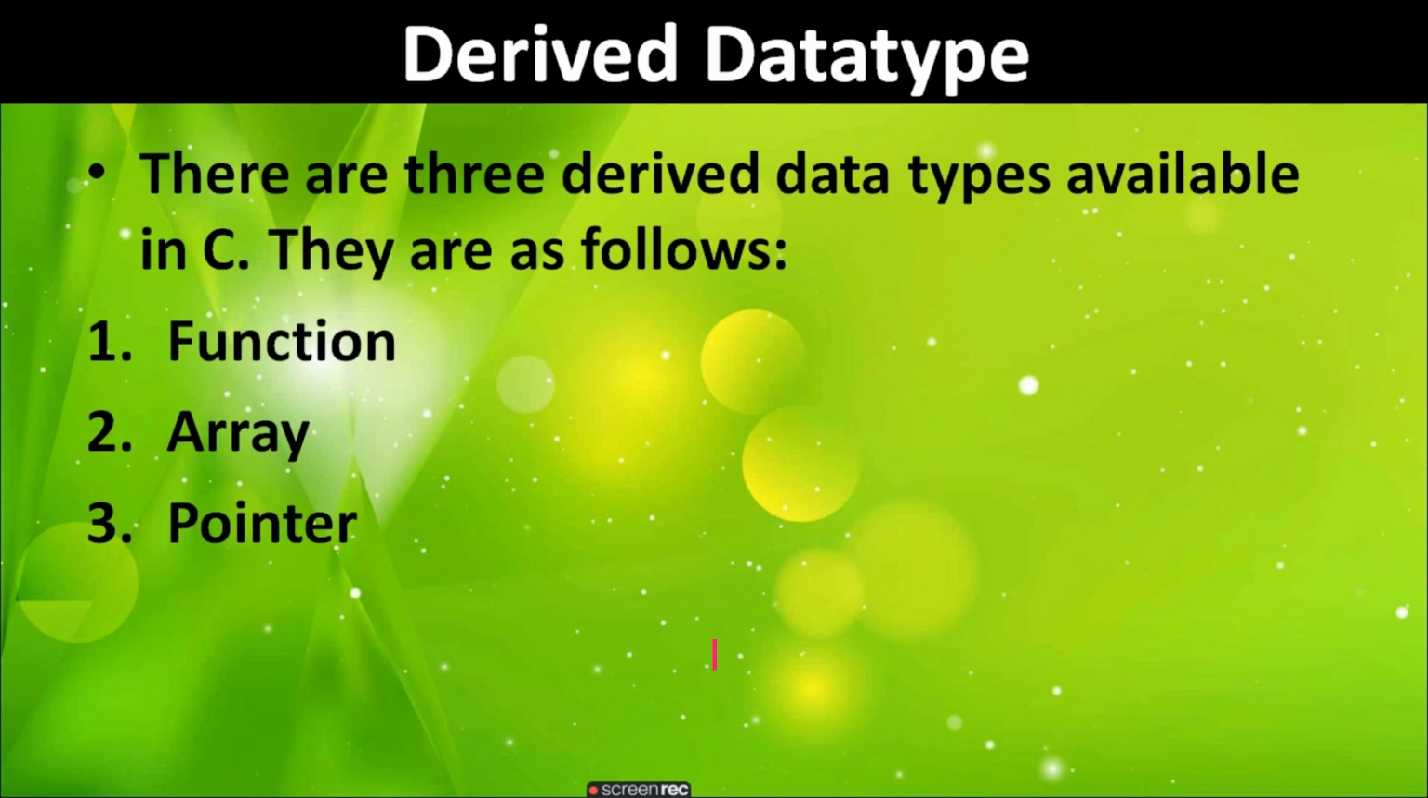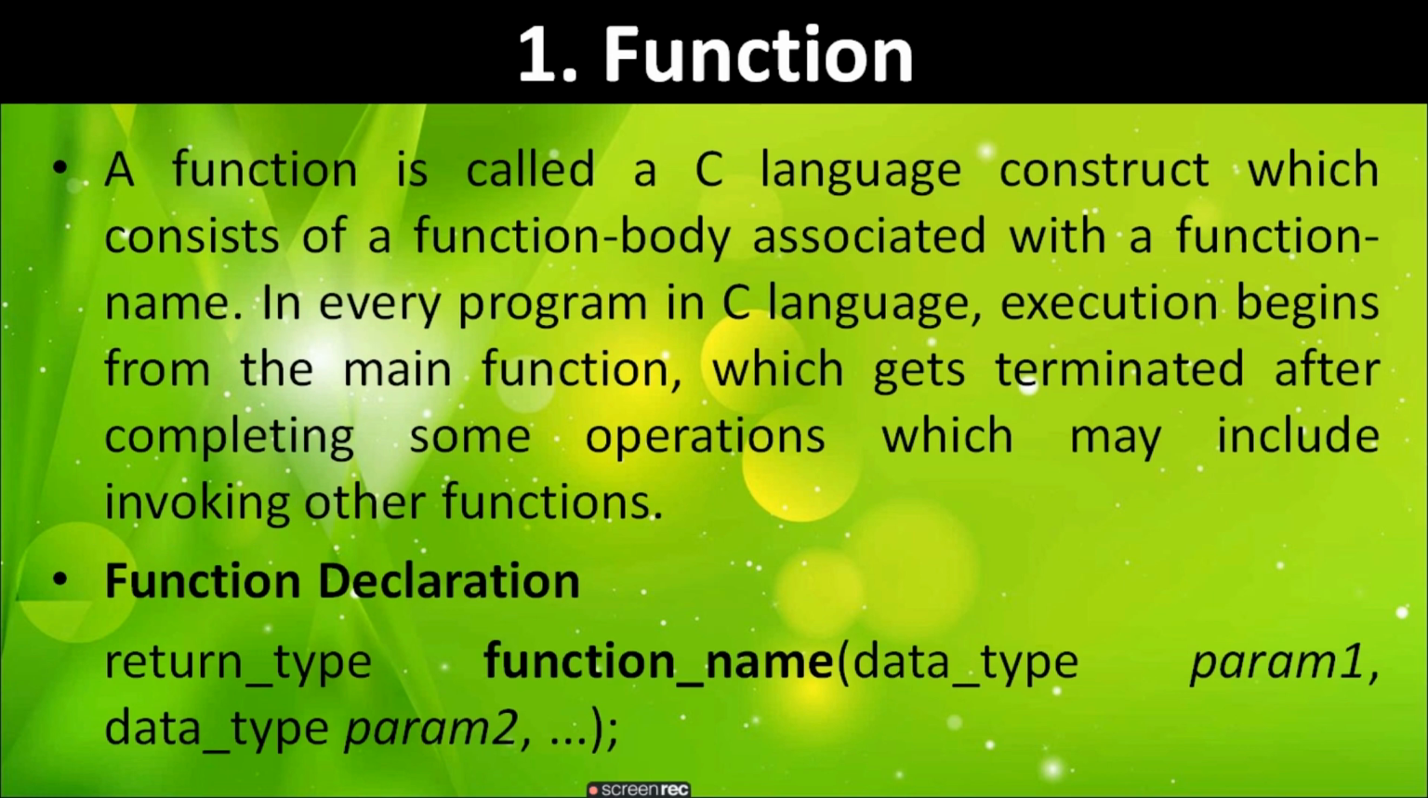Coming to the derived data types, as we know, the function, array, and pointers are the 3 derived data types available in the C language. We will understand these derived data types one by one in upcoming videos when we talk about functions, arrays, and pointers. So here we have just a brief explanation of what these derived data types can do.